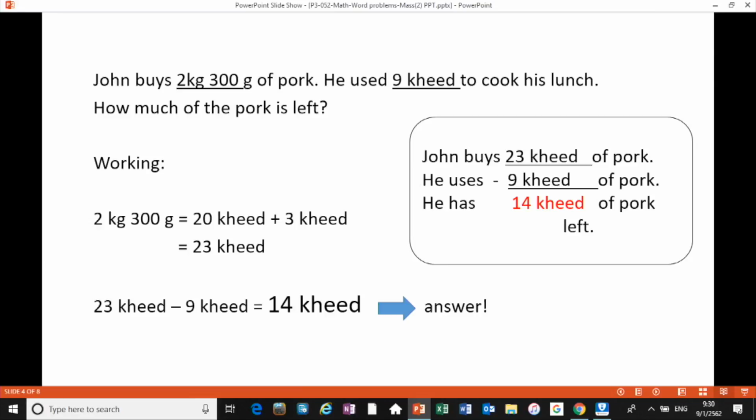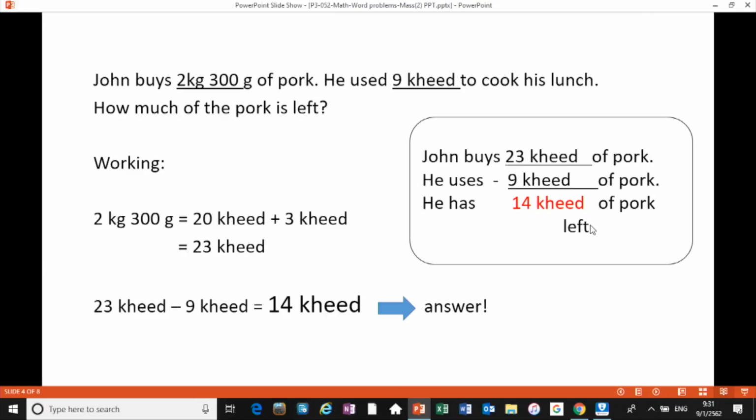How much of the pork is left? So what we need to do, John, he buys 23 keys of pork because 2 kilograms and 300 grams equals how many keys? 23 keys. Excellent, excellent. How many keys did he use for his lunch? 9 keys of pork. So 23 minus 9 equals 14 keys. 14 keys of pork left.